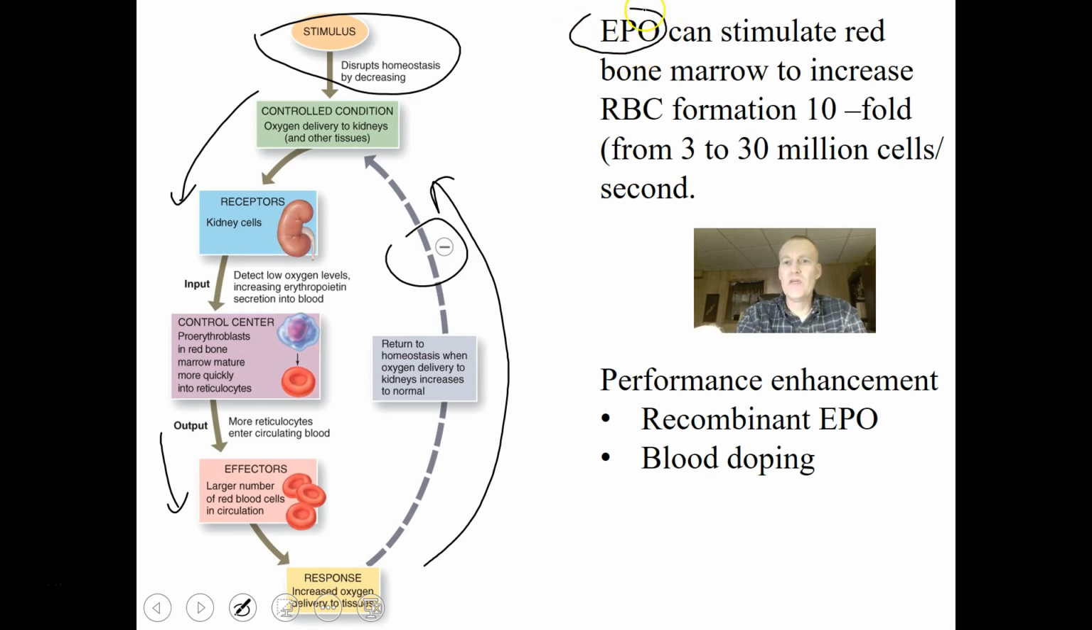So erythropoietin, that's the little code we use, EPO, can stimulate red bone marrow to increase red blood cell formation in about a 10-fold increase. So when we have erythropoietin, we'll go from about 3 million cells per second to a 30 million cells per second output, which is tremendous.